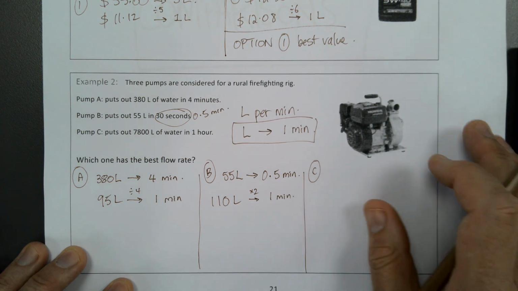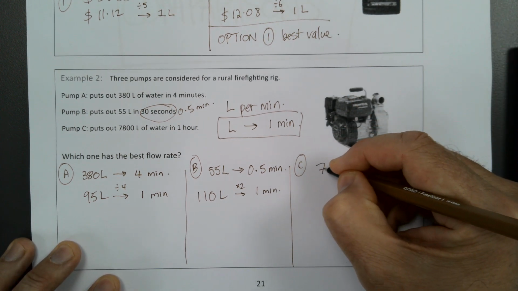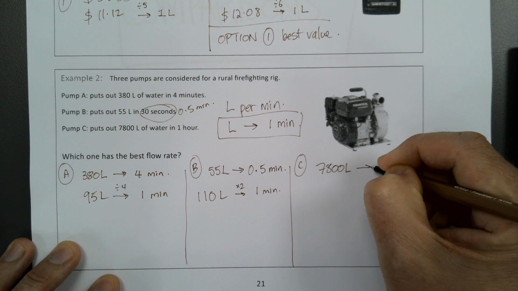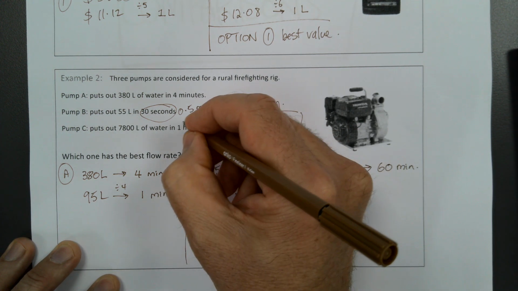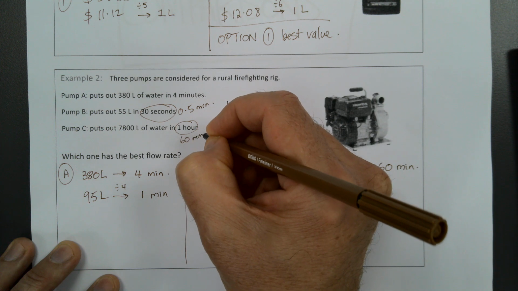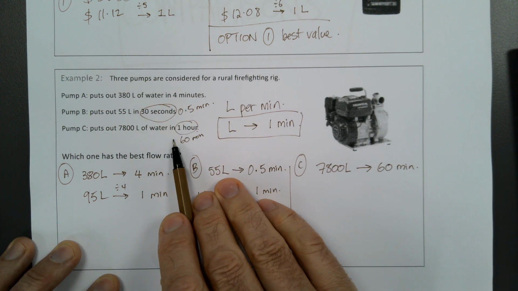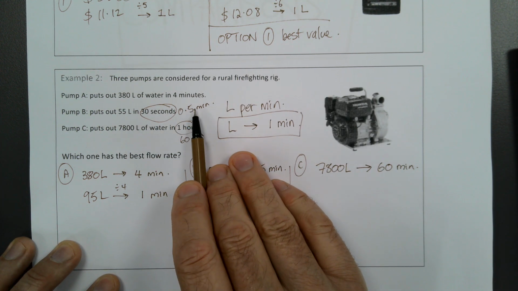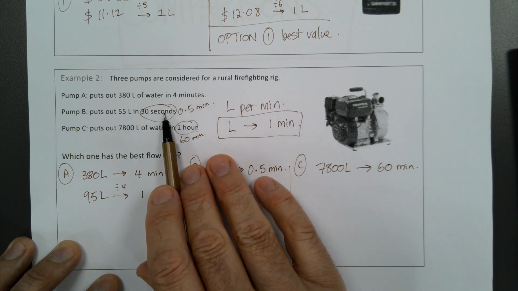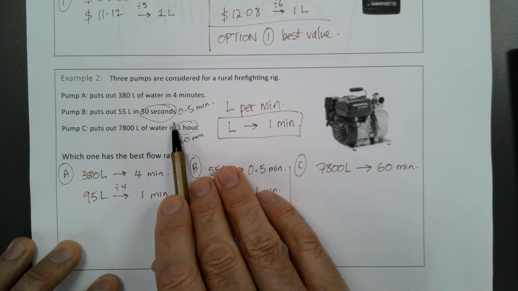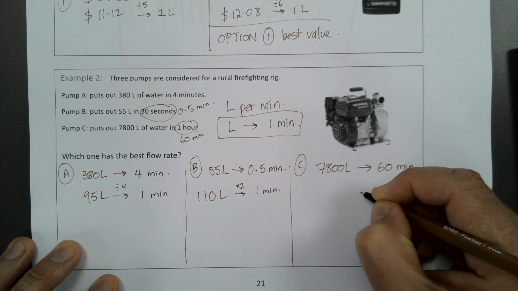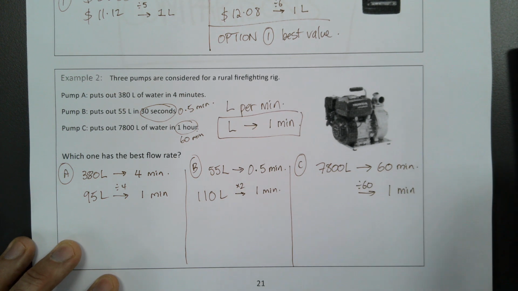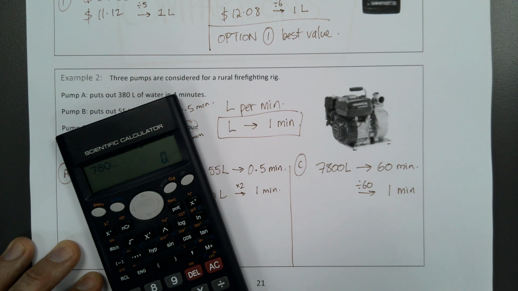Okay, let's see what C does. 7,800 litres in 60 minutes, because it's in 1 hour. Okay, 1 hour is 60 minutes. By the way, if this was an exam question, there's no problem with you actually annotating the question like that, actually writing on your conversions like that. Well, what's happening in 1 minute? I divide by 60. 7,800 divided by 60, 130.